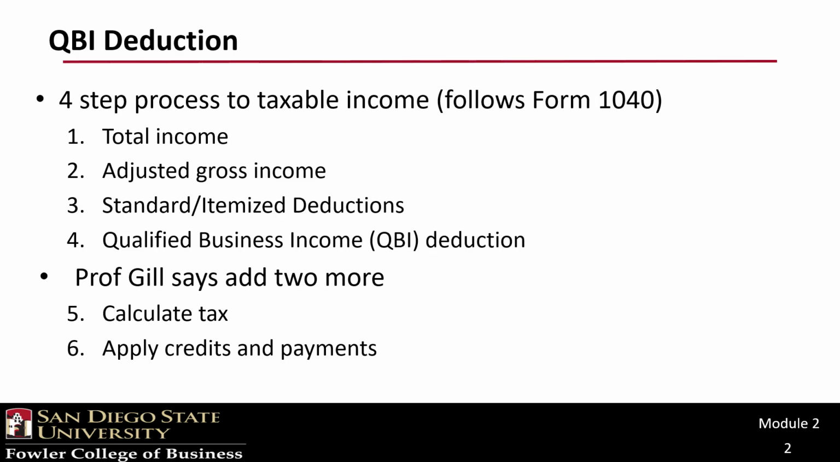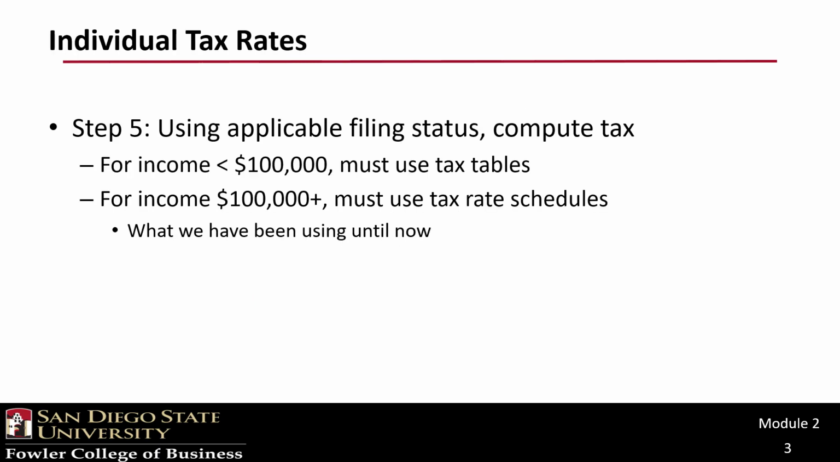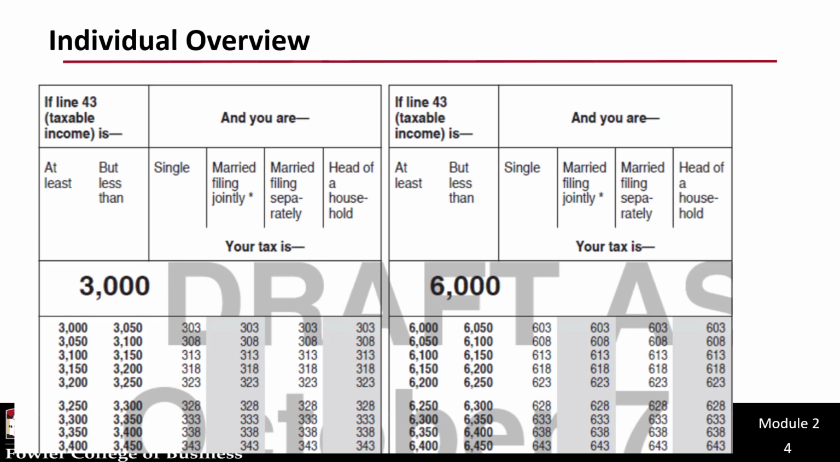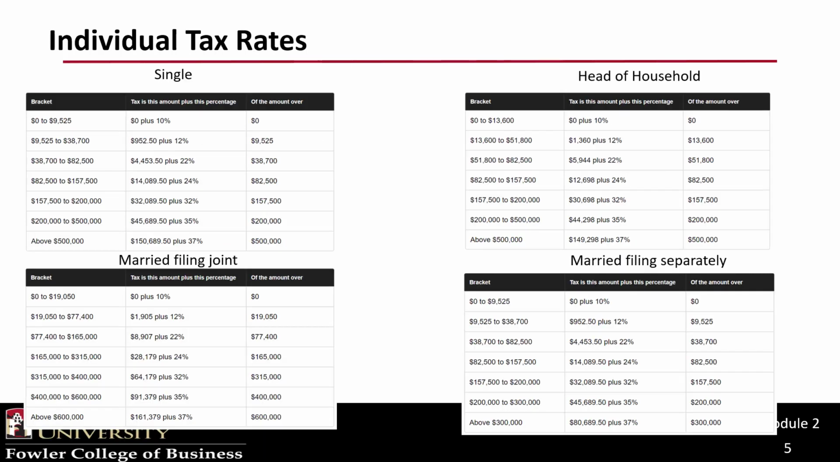First, let's remind ourselves of the overview computation. We're focused on step 5 in this video. We've already discussed that taxpayers over $100,000 use the tax rate schedules, but taxpayers under $100,000, which is most taxpayers, use the tax rate tables. Just as a reminder, here's what the tax rate tables look like, and here's the tax rate schedules. Now, we're largely going to continue to use the tax rate schedules for our examples.